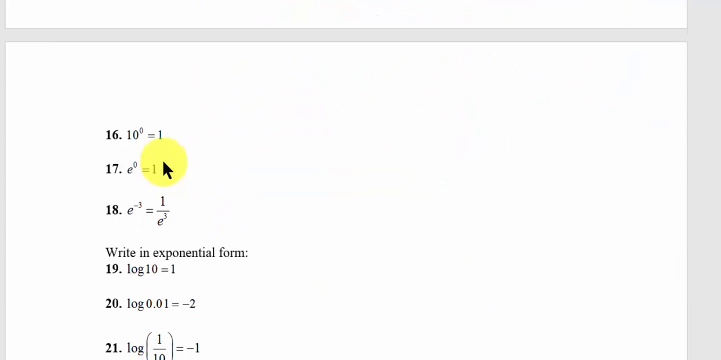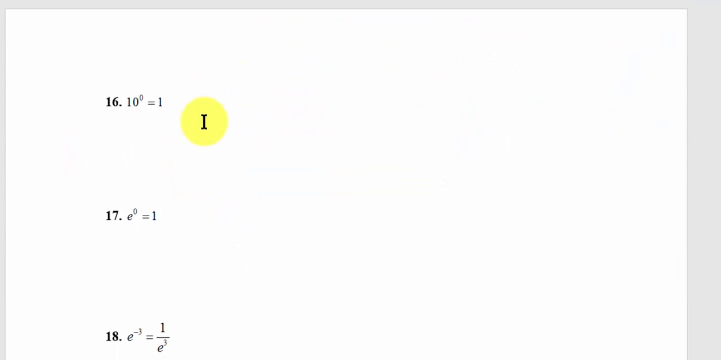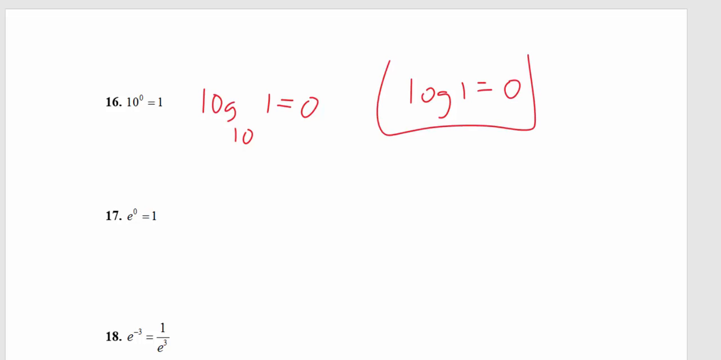If I look at number 16, the base of my log is 10, so I can write log base 10. The 1 comes inside, and the 0 goes on the outside. So really what we're saying is log base 10 of 1 is 0. This is actually an important property to know. Log base 10 of 1 equals 0. This is almost one that you might want to memorize.